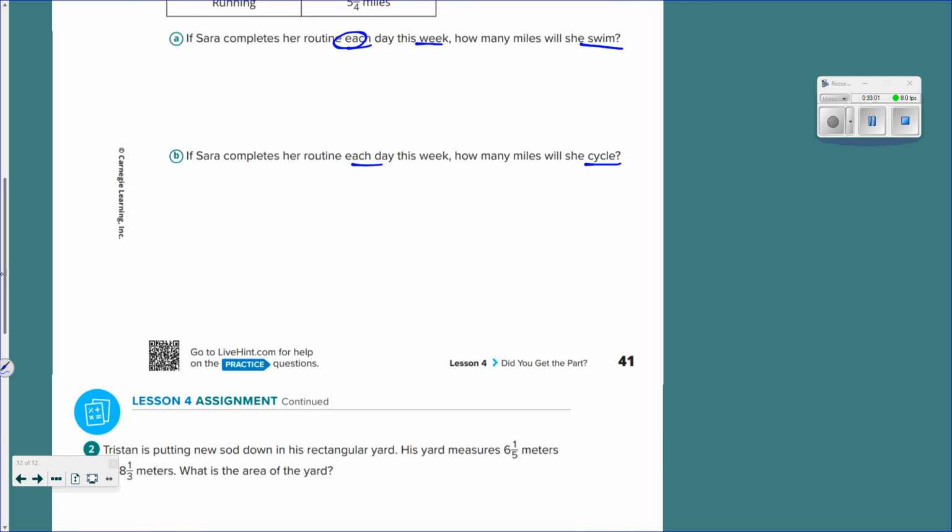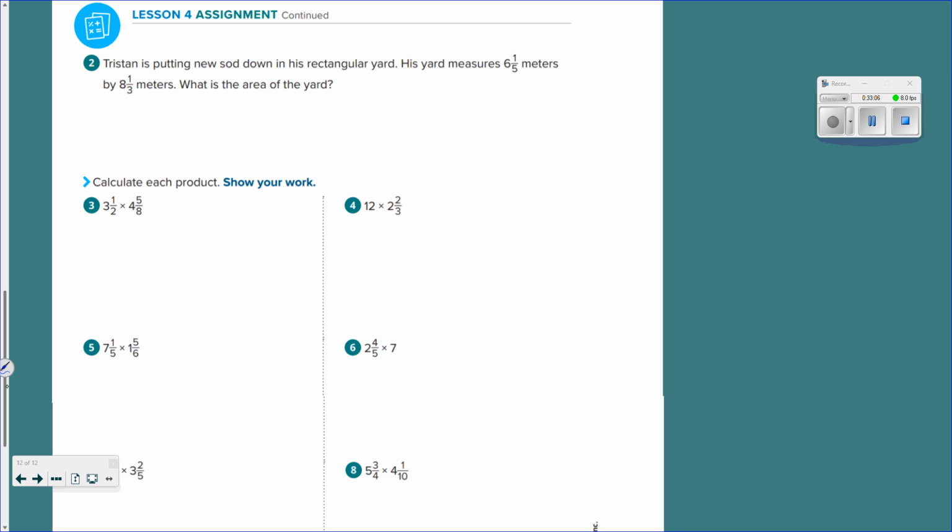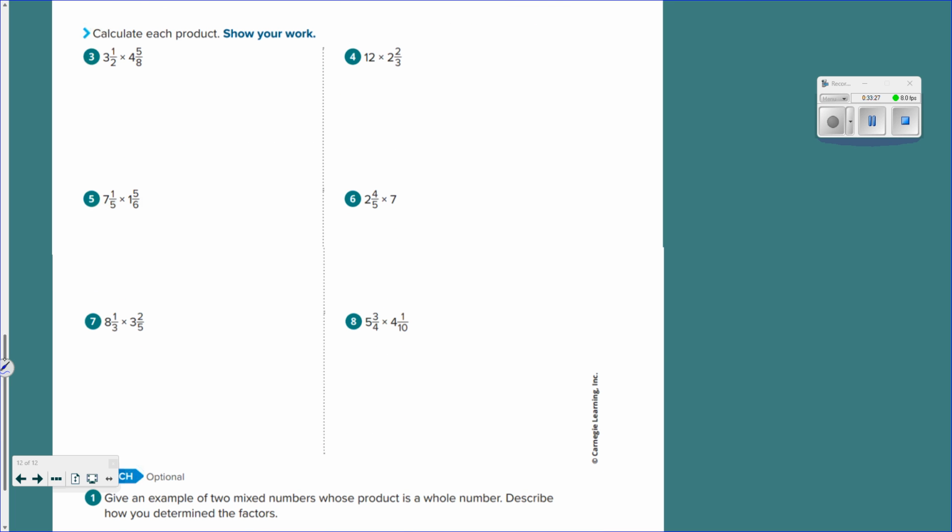Okay, putting that in rectangular side is rectangular yard. Measured 6 1/5 meters by 8 1/3. What is the area of the yard? Do not forget, anytime we are doing area, I must have units, and my units must be squared when I finish. Make sure you have the proper units. Number 3, there's 3 through 8. All you're doing, calculating the product, show your work. Don't forget the slam dunk. Whole numbers need to go over 1. And make sure you simplify your answer in the end.